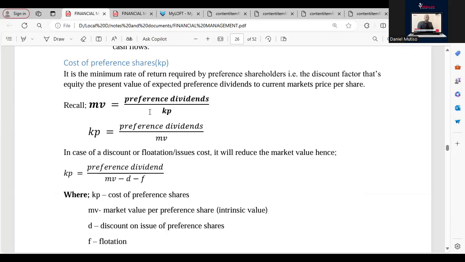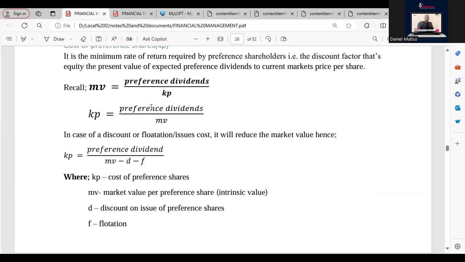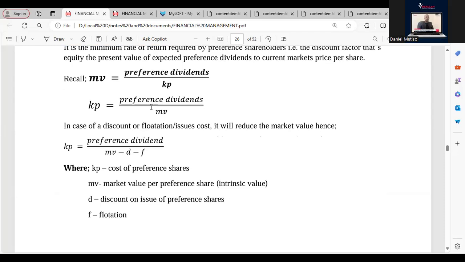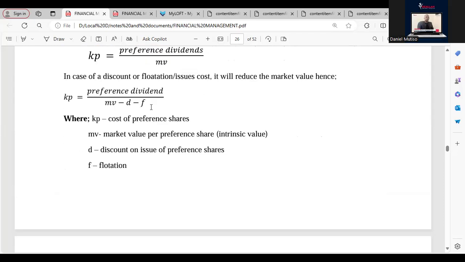In case of discounts or flotation, or the issue costs, it basically reduces the market values, and therefore the cost of the preference shares will be equal to the preference dividend divided by the market value minus discount minus flotation cost, whereby KP is the cost of the preference shares, and V is the market value per share, which is normally called the intrinsic value. D is our discount on the issue of the preference shares, and F is our flotation cost.